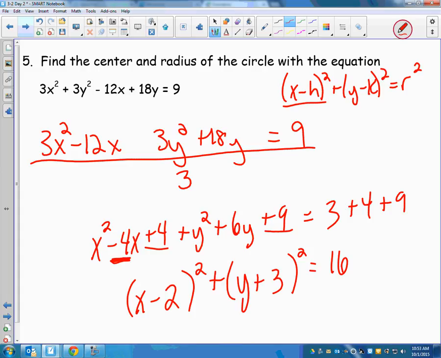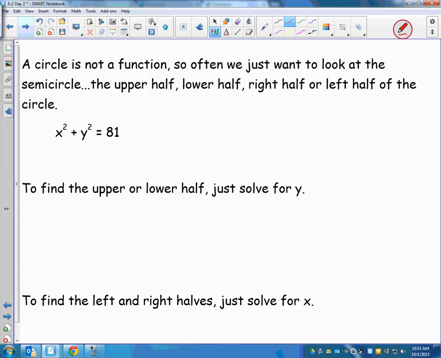Okay. Oh, you don't have to write all this out. Should have printed your notes out, huh?